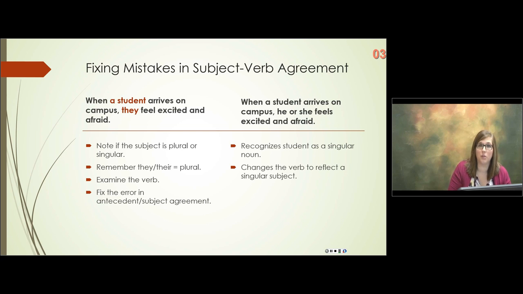What you can also do is just pluralize students, or student. So when students arrive on campus, they feel excited and afraid. So you could change either the original subject or its antecedent.